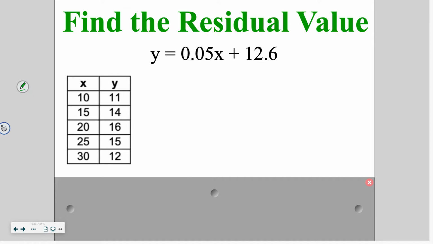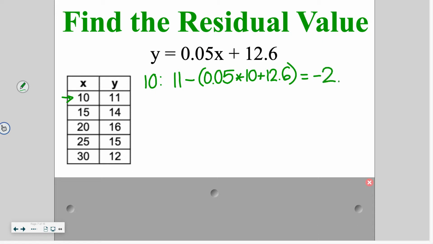In order to find the residuals, we're going to plug in and find the difference between the prediction and the actual value. So, if we're looking at this first point, our actual value is 11. We need to figure out our prediction value. In order to figure out the prediction, we're going to plug our x into our equation. So for 10, I'm going to say my residual is equal to 11, which is my actual value, minus my predicted value, which is going to be 0.5 times 10 plus 12.6. It is crucial that you have those parentheses around your predicted value so that we first calculate the predicted value, and then subtract it from our original value. And that's going to give me negative 2.1.